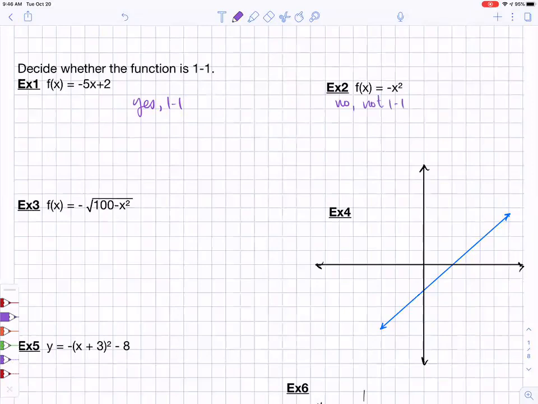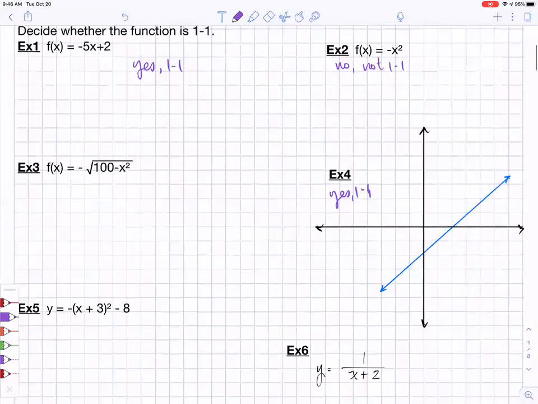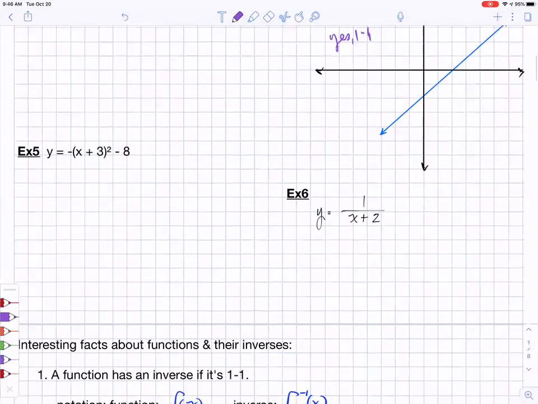Let's skip number 3. That one's weird. Let's go to number 4. Yes. How about number 5? No, why not? It's a parabola. How about number 6? Why? She said yes.